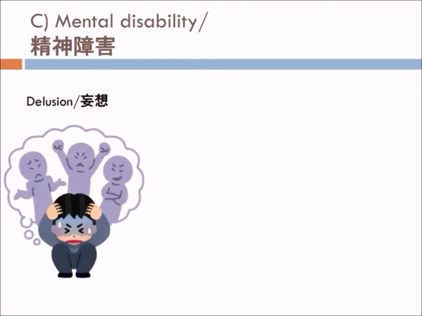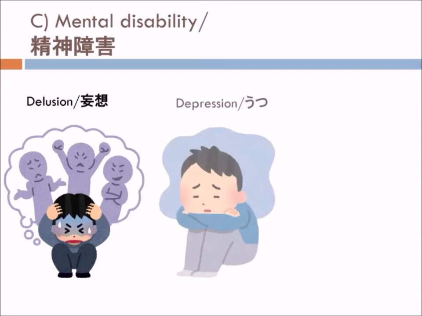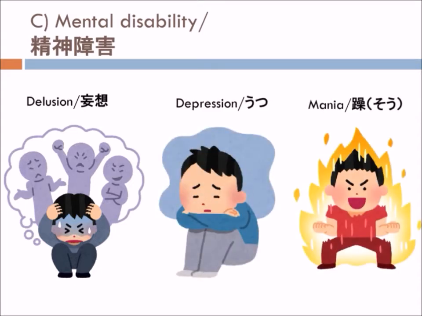Mental disabilities include schizophrenia and mood disorders. Some of the symptoms of a person with mental disability are auditory hallucinations, delusions, and depression. Manic state, which is a state of being abnormally exhilarated and open-minded.